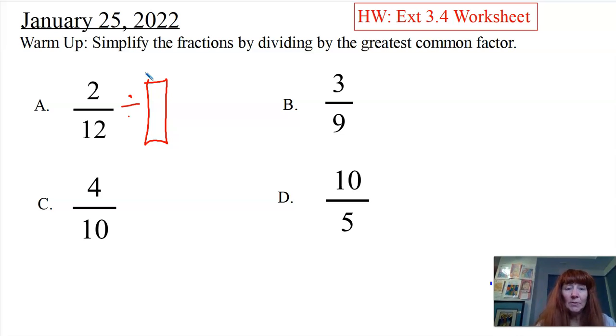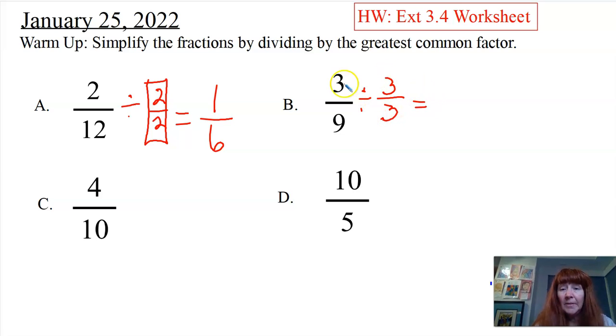Okay, so 2 and 12 are both divisible by 2, so I divide by a giant 1, which is 2 over 2, and then I go across. 2 divided by 2 is 1, 12 divided by 2 is 6. All right, I have 3 and 9. The common factor is 3, so I divide by 3 over 3. 3 divided by 3 is 1, and 9 divided by 3 is 3.